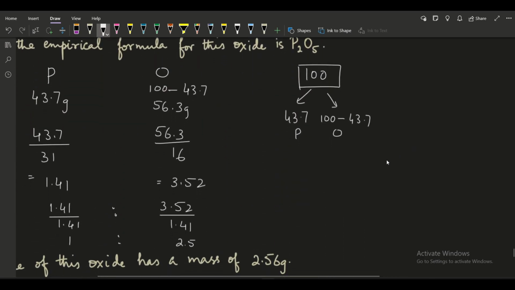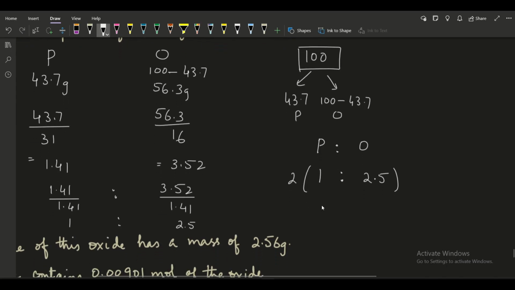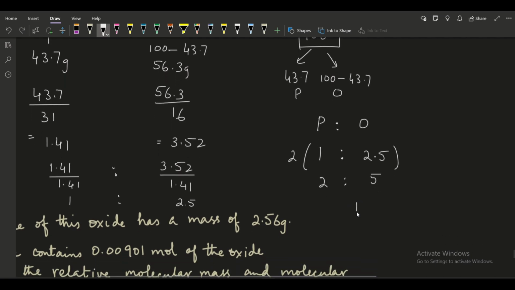See, for phosphorus and oxygen, the ratio that we have got over here is 1:2.5, and we need to round it off. So if we multiply both of them with 2, your answer would be 2:5. So that means your empirical formula would be P2O5.